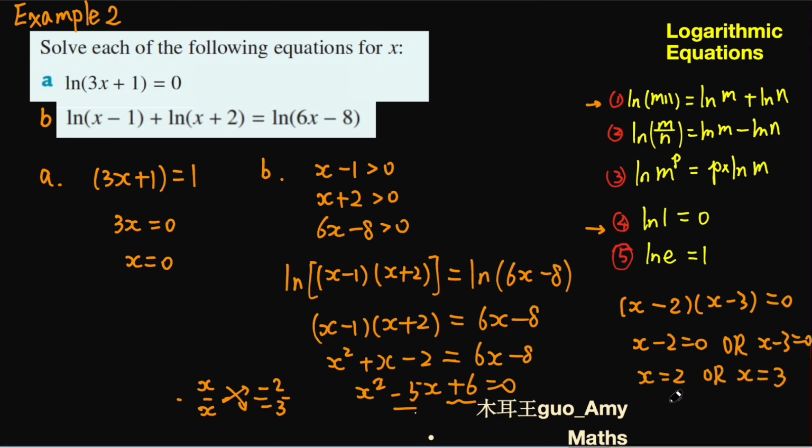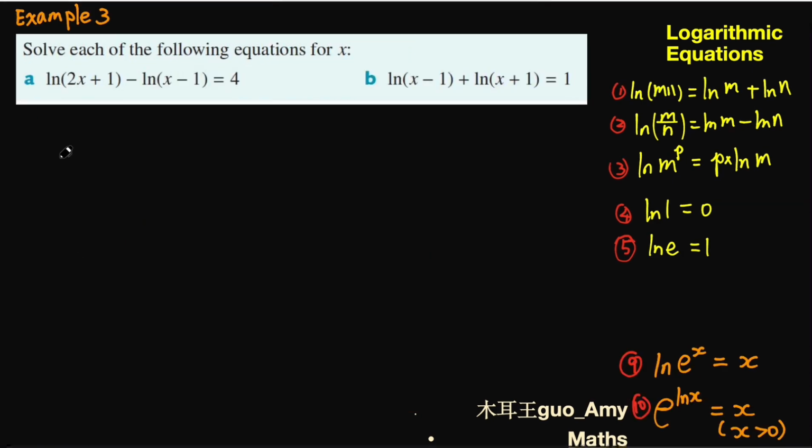Then we check whether these two solutions satisfy the restrictions. Obviously, x equals 2 satisfies all three inequalities, and the same for x equals 3. It means the equation has two solutions.